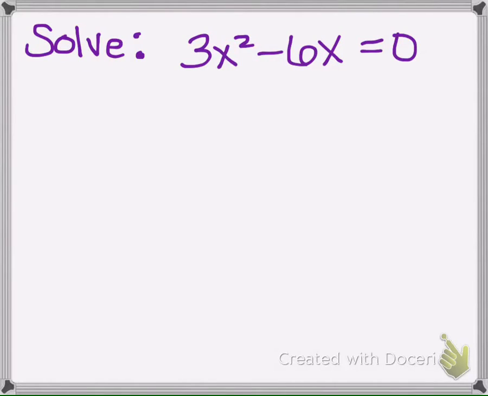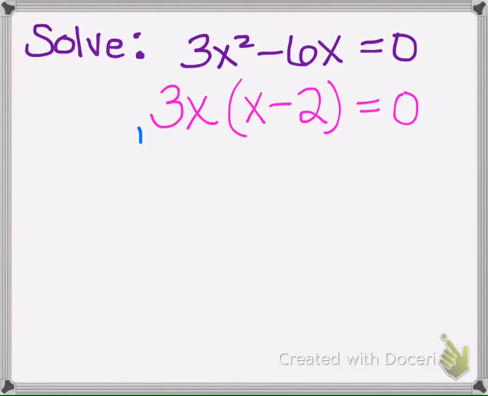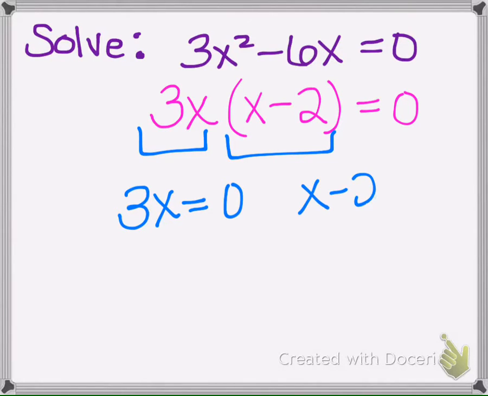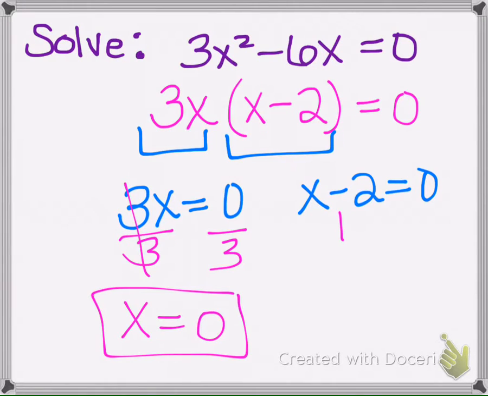Okay, so we're asked to solve this. Again, you can use all the different methods we learned. One way was we learned how to solve by factoring. So I'm going to take out the GCF, which is 3x, factor out the GCF, and then I set each factor equal to 0, and solve for x. So we'd get x equals 0, so that's one solution, and x equals 2.